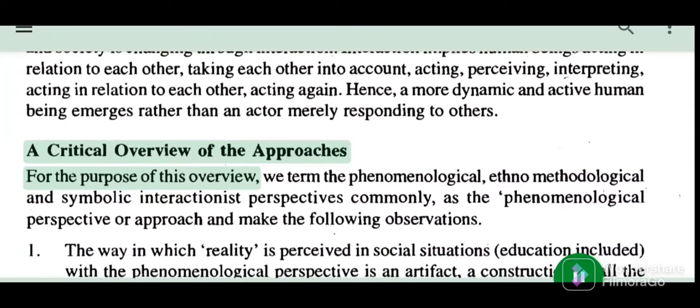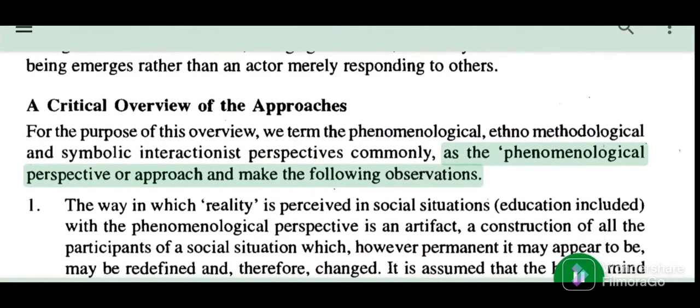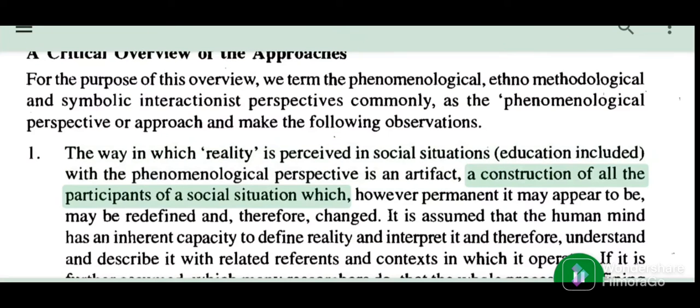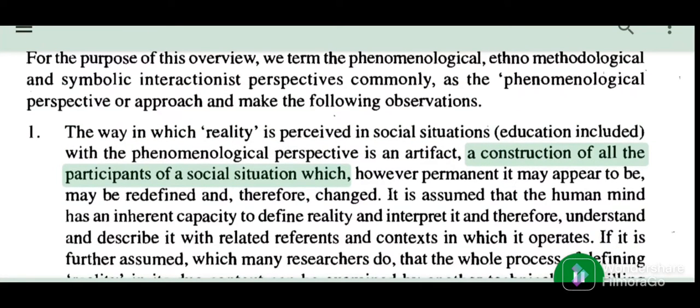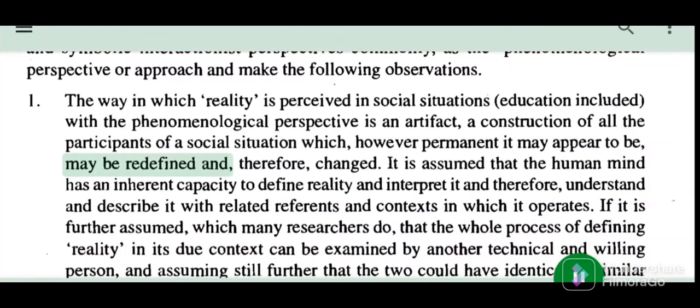A critical overview of the approaches. For the purpose of this overview, we term the phenomenological, ethnomethodological and symbolic interactionist perspectives commonly as the phenomenological perspective or approach and make the following observations. 1. The way in which reality is perceived in social situations, education included, with the phenomenological perspective is an artifact, a construction of all the participants of a social situation which, however permanent it may appear to be, may be redefined and, therefore, changed.